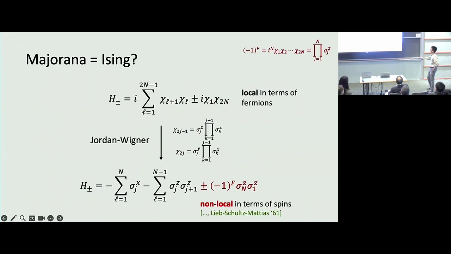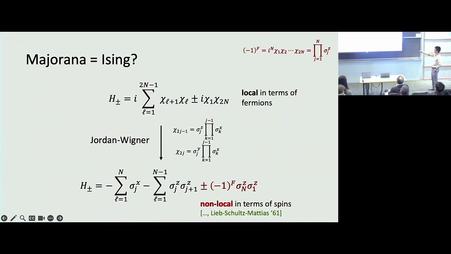Now, from the continuum point of view, you can do bosonization. But let me quickly say what it means for condensed matter physicists. For condensed matter physicists, the fact that Majorana equals Ising, roughly speaking, is the fact that you can start with this Majorana Hamiltonian model and do the so-called Jordan-Wigner transformation. What is a Jordan-Wigner transformation? You should view it just as a change of variables. On the left, you have the original Majorana fermion fields.